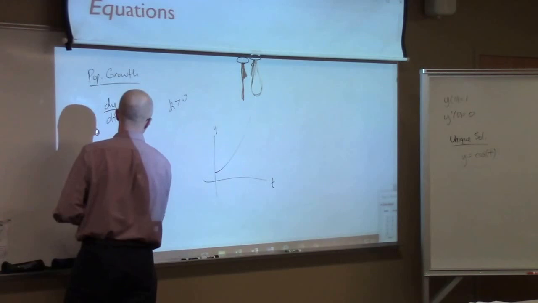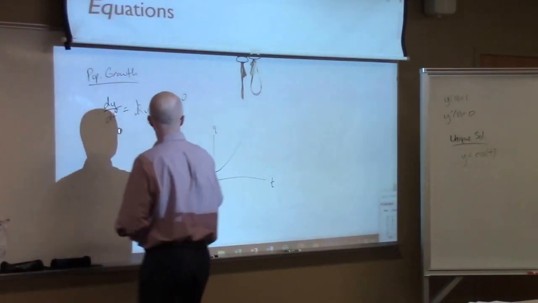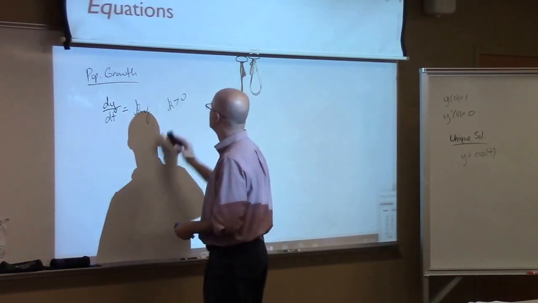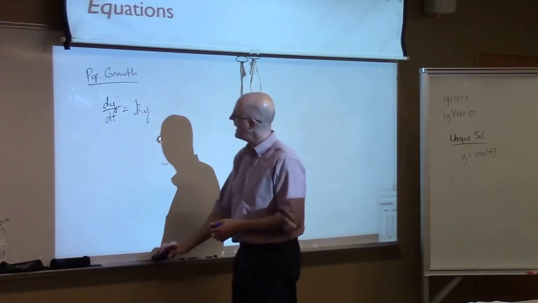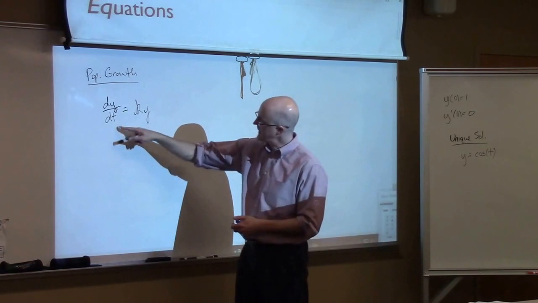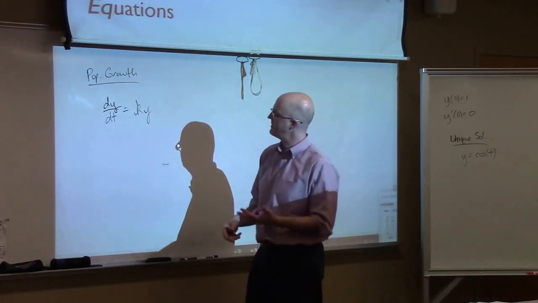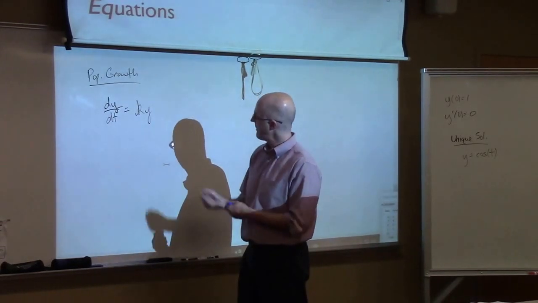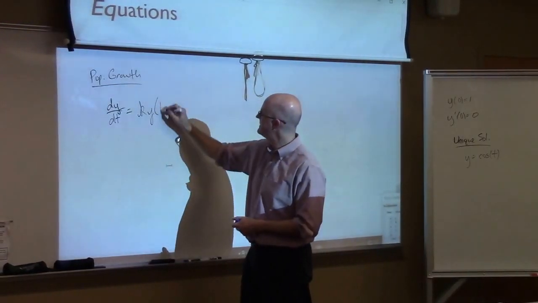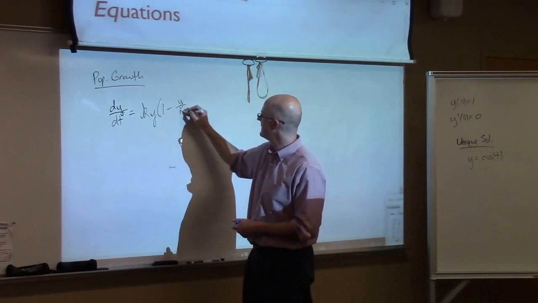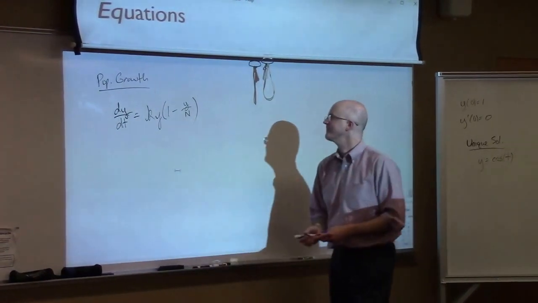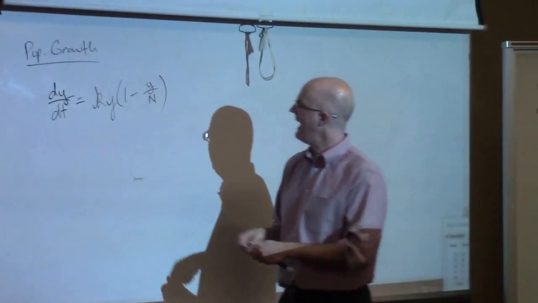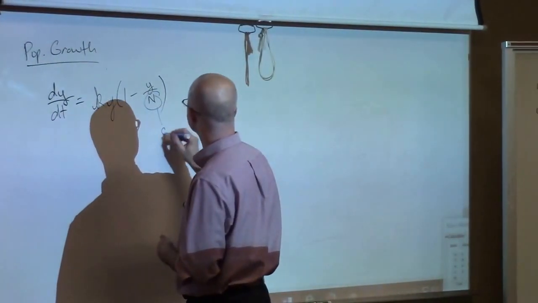A more complicated and slightly more realistic one is called a logistic model. You're still going to have a constant k, so that the rate of change in the population when the population is small is essentially proportional to the population size. However, you have another factor in here, typically written like this: 1 minus y over n. N is called the carrying capacity.